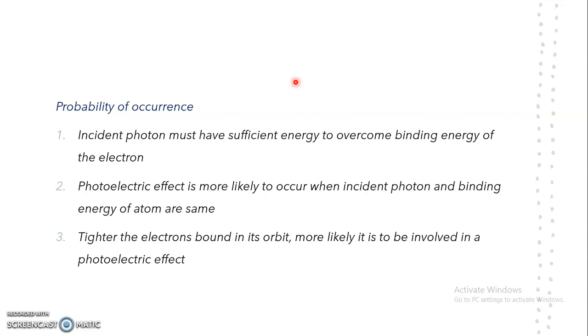Before entering into the concept of probability of occurrence, let's know what is binding energy. Binding energy means each and every atom has a certain amount of energy that is needed to separate the electron from the orbit. That is called binding energy. So when the incident photon energy is the same as the binding energy, the probability of photoelectric effect is highest. If incident photon energy is insufficient or lesser than the binding energy of an atom, photoelectric effect won't occur.